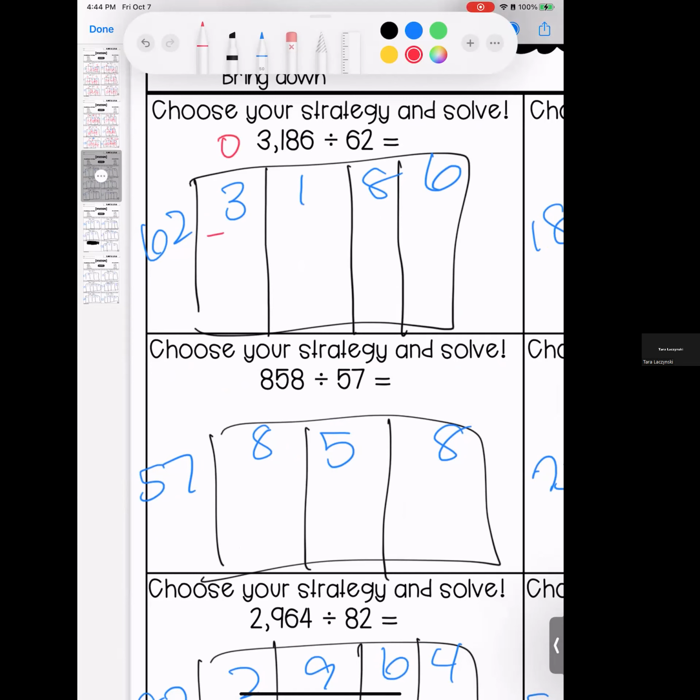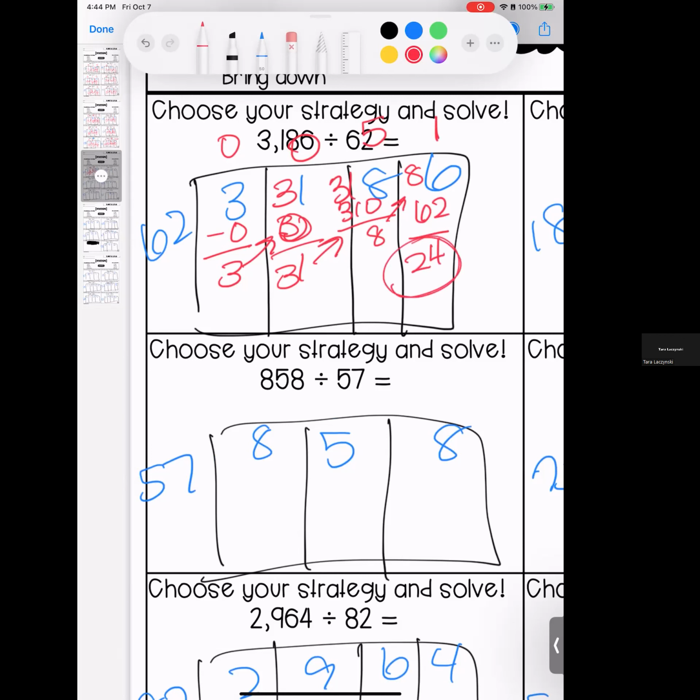62 does not go into 3. 62 does not go into 31. It does go into 318. The closest that we can get is 5 times, which gives us 310. When I subtract, I have 8. I bring it next door. The closest that I can get this time is 1 time. When I subtract my 62, I'm left with 24. I know it's big, but it's smaller than our divisor. Our remainder is 24.